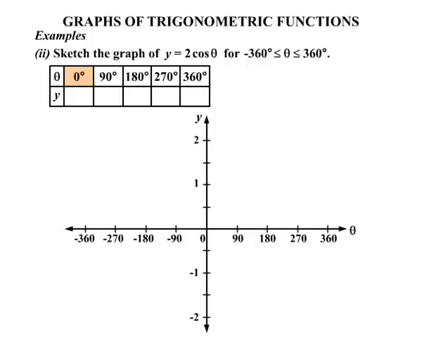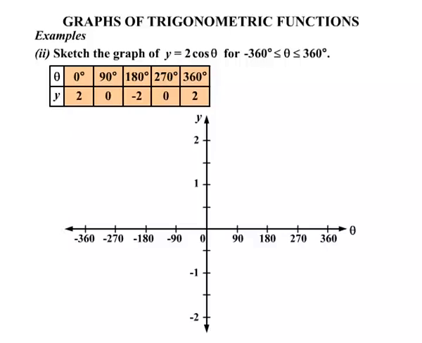So let's substitute 0 in. 2 times cos 0 is 2. Putting 90 in, 2 times cos 90 is 0. When theta is 180, 2 times cos 180 is negative 2. When theta is 270, 2 times cos 270 is 0. When theta is 360, 2 times cos 360 is 2.